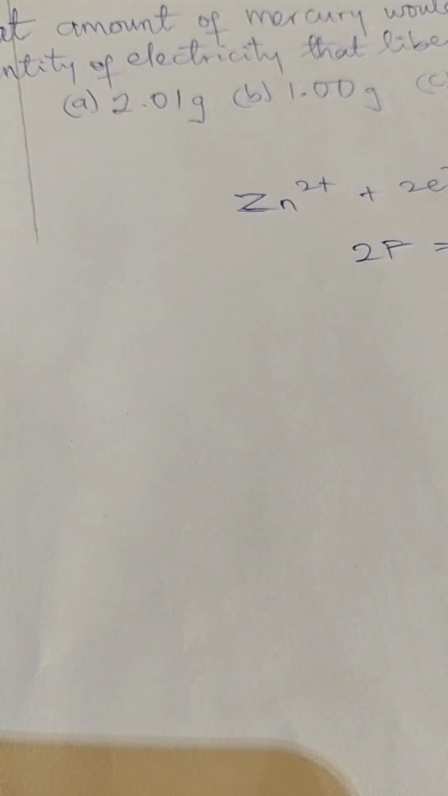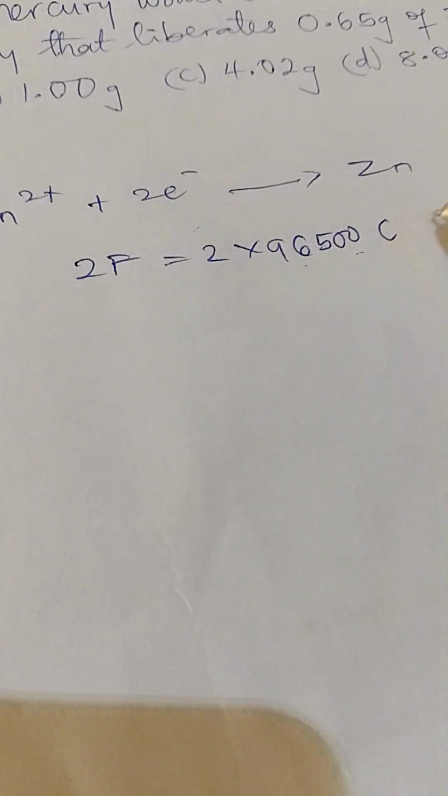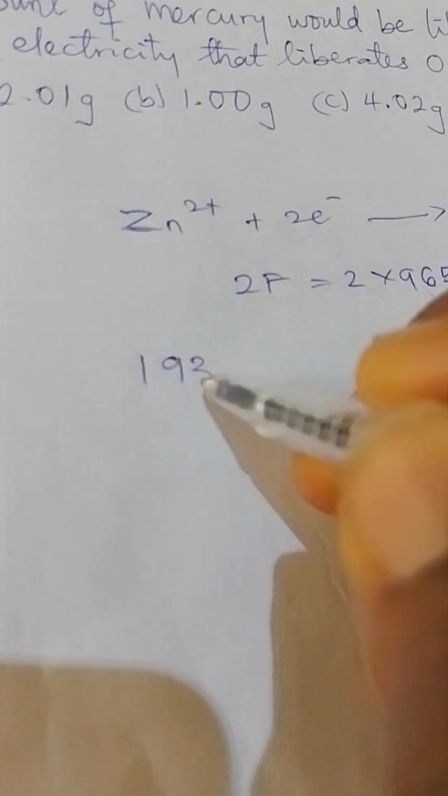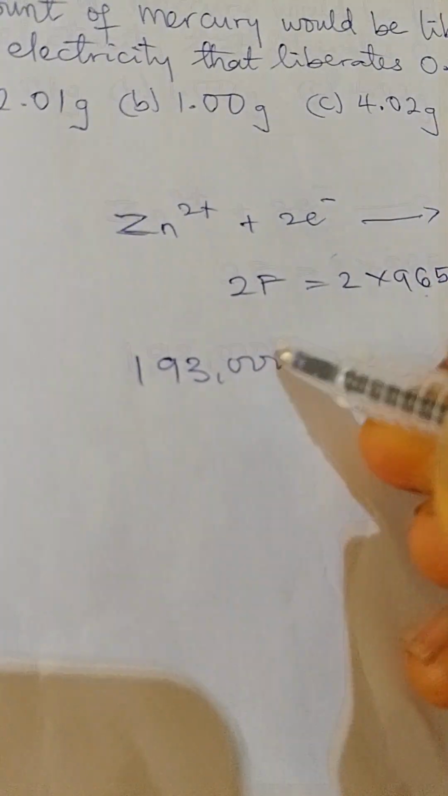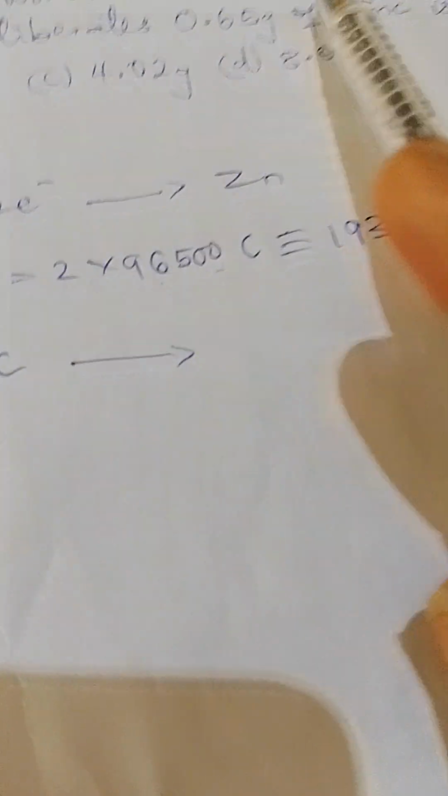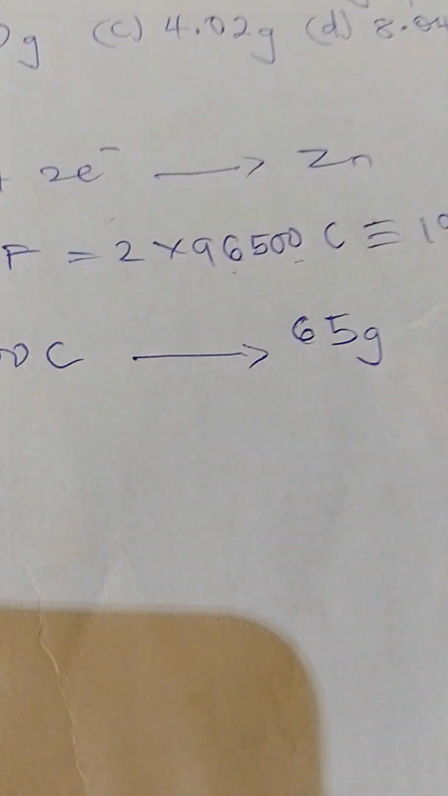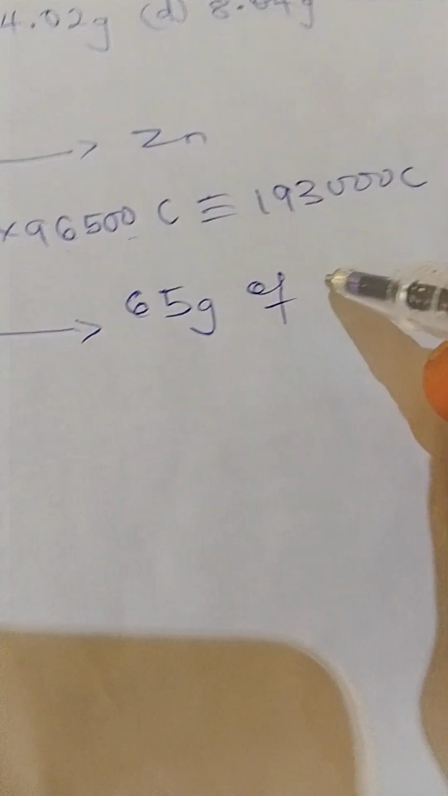All right, so if I'm going to solve this now, 2 times 96,500 should be around 193,000 coulombs, if I'm correct. You can clarify that with your calculator. So that means 193,000 coulombs actually liberate the mass of zinc. What is the mass of zinc? You are not given it in the question, but you should know. These are some of the things you should know often. Mass of zinc is 65 grams. So that means 65 grams of zinc.